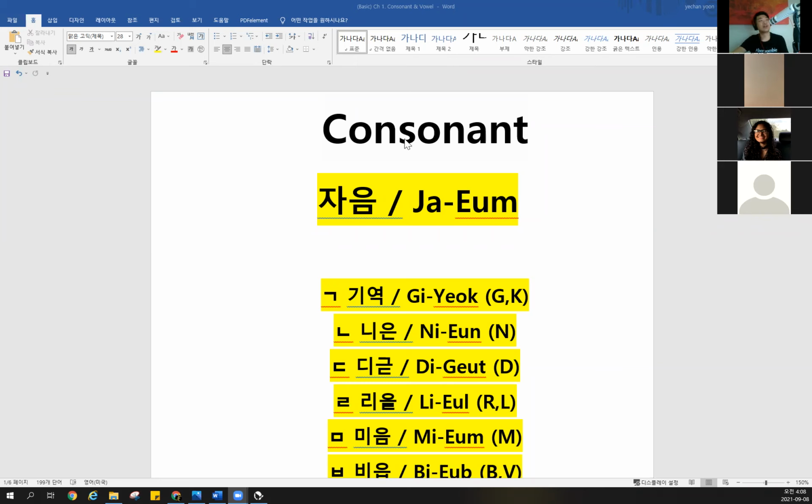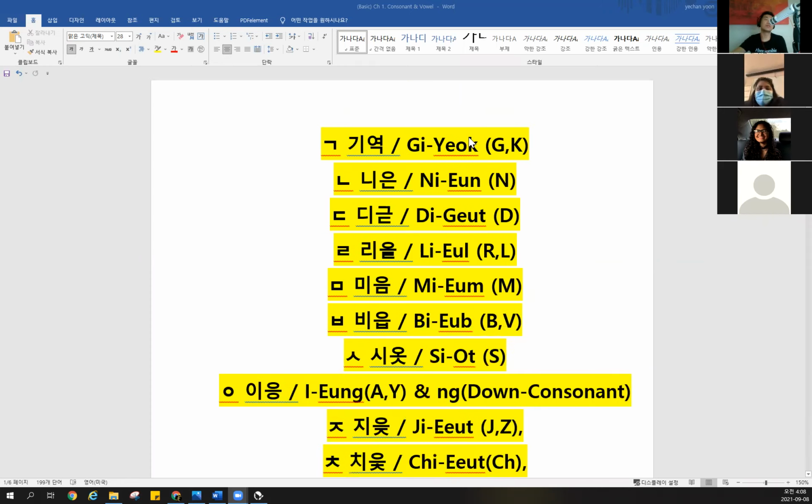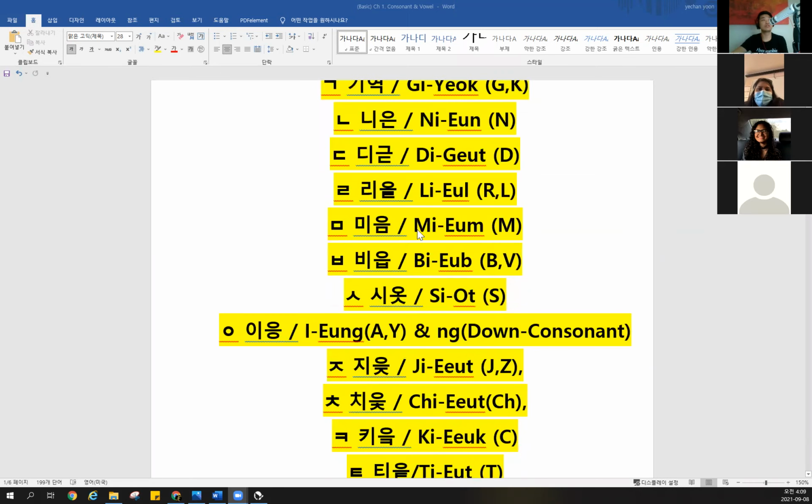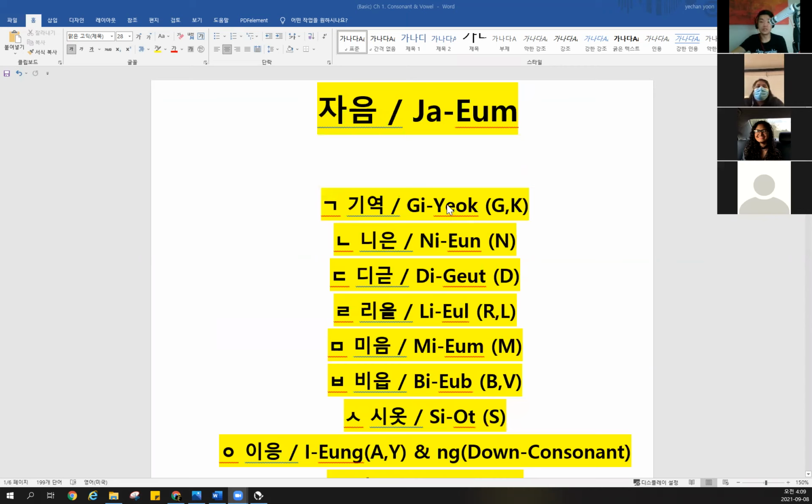For the consonant, we write 자음, 자음. We have several different single consonants. For these, we need to memorize them. There's no choice, guys, because these are really basic consonants. You have to memorize these basic materials. Let's start with the beginning.